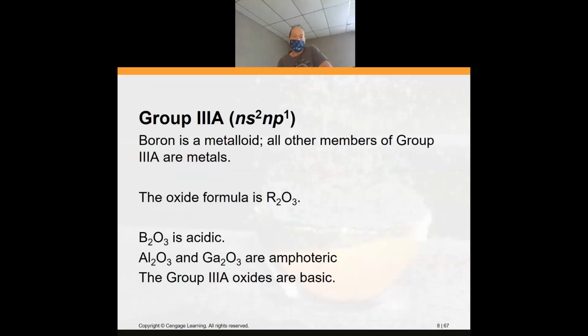All right, so group 3A. Boron is a metalloid, and the rest of them are metals. Going with what I said before, metalloids, we're going to say that they are amphoteric. On the test, if you have a metalloid, it's going to be amphoteric. I told you there's going to be a lot of exceptions to this, and since these are metals, I'm going to call them basic. I'm not going to do what they are in practice. I'm going to do what they are in theory.